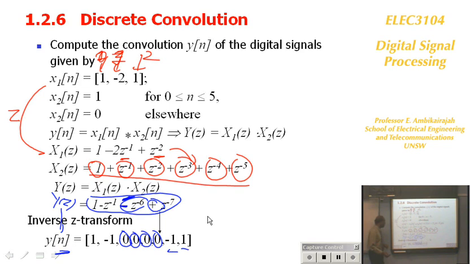If you use MATLAB to convolve that one and that one, you will find this is the output you get. So you can see that if you are asked to do convolution in the time domain, and you are not restricted to doing it in the time domain, you immediately do it in the Z domain by finding the individual Z transform of each sequence and multiplying them, and you'll get the transform.